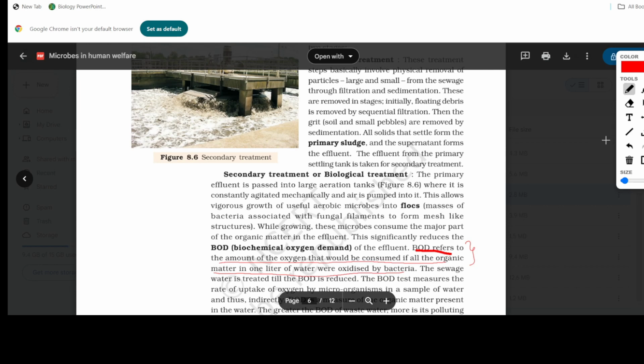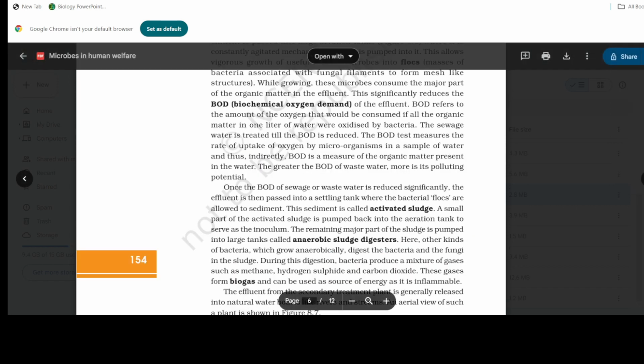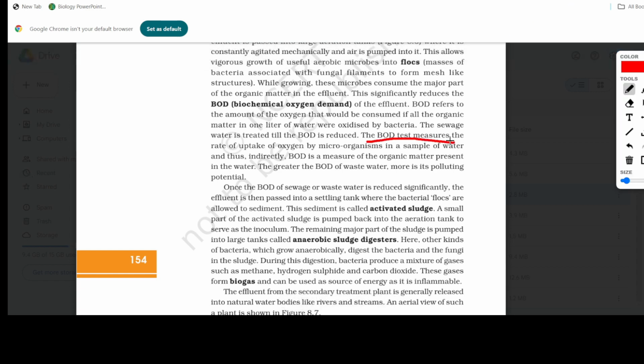The sewage water is treated till the demand is reduced. If there is more and more demand, more and more pollutants are there, so that's why the demand is high. It is clearly mentioned here that the BOD test measures the rate of uptake of oxygen by microorganisms in a sample of water, and thus directly BOD is a measure of organic matter present in water. Got it? So the greater the demand, the more its polluting potential. The pollutants are more, so that's why the demand of oxygen is more. If the demand is less or reduced, the pollutants are less. Now let's see the question.